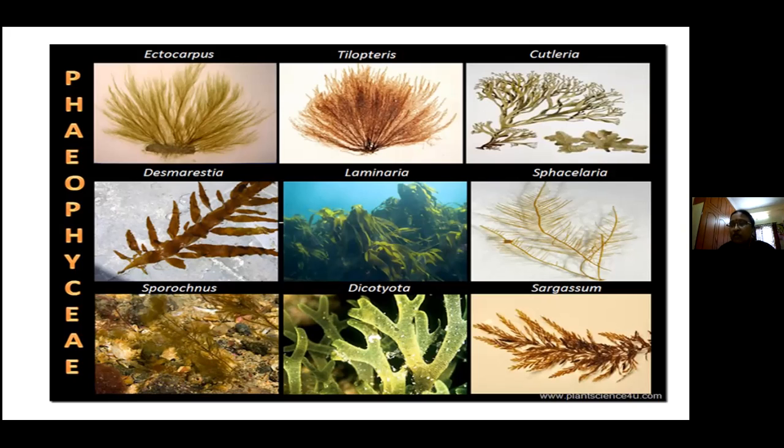Next one, the reserve food material: mannitol, an alcohol, and laminarin starch. I'll explain this when I explain the classification of Phaeophyceae also. What type of food material? Mannitol is the alcohol and laminarin is the starch. Both are present as reserve food material.